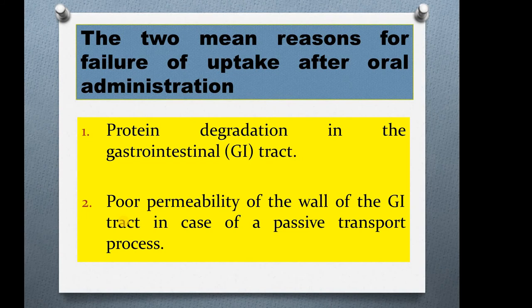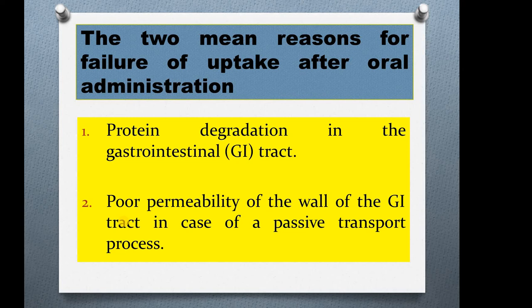The two main reasons for failure of uptake after oral administration: إحنا عندنا يصير protein degradation بالgastrointestinal tract and poor permeability of wall of GIT tract in case of passive transport process. مثل ما نعرف إنه process of absorption inside the GIT wall provide passive transport. وبهذا الوضع هو غير ملائم for absorption of amino acids or proteins in general or peptides.